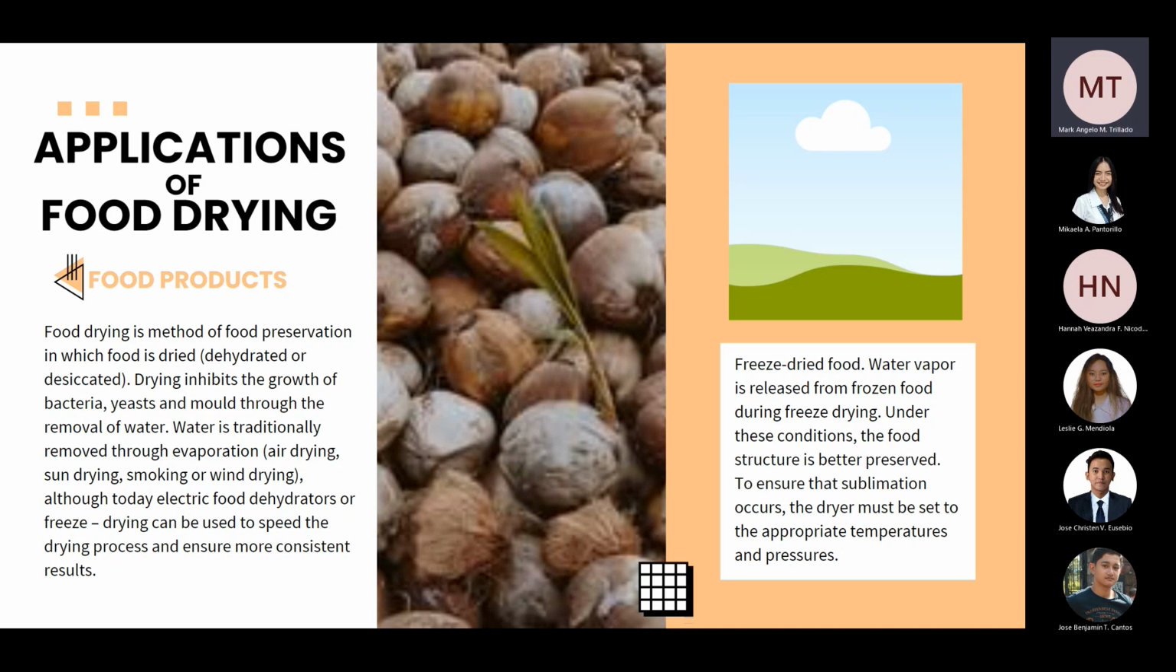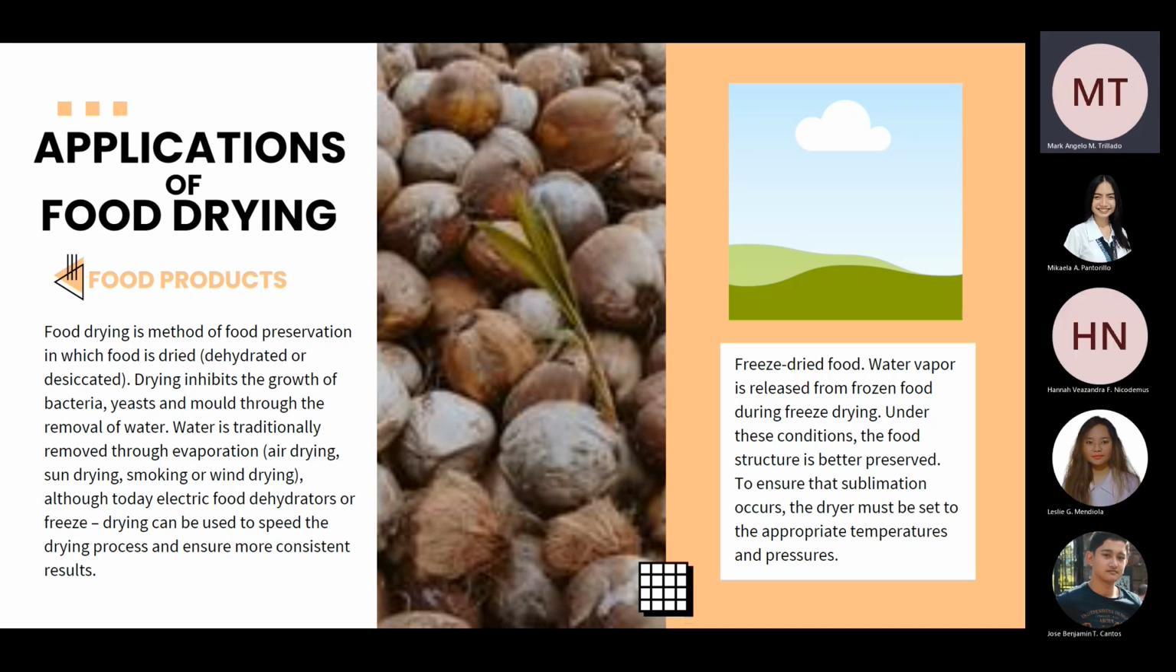Ang main reason po nun is the low moisture content of honey. Kaya po walang bacteria na dumadami or wala pong bacteria na nag-grow dun sa honey na yun. Kaya po siya na-preserve at pwede pa siyang i-consume until now.